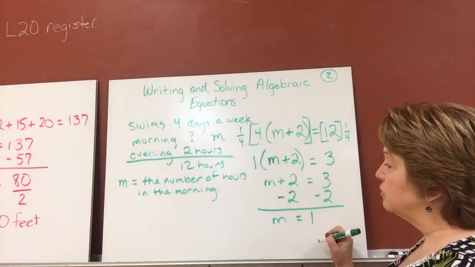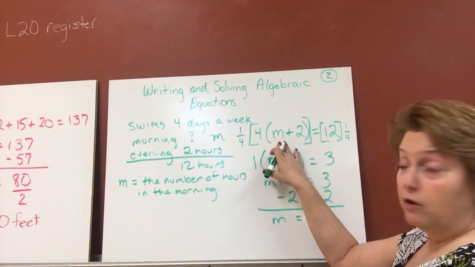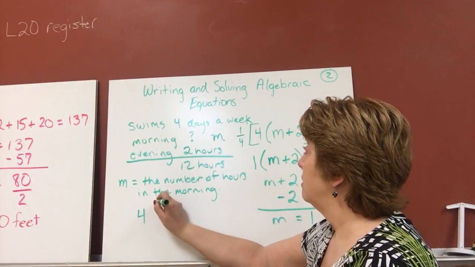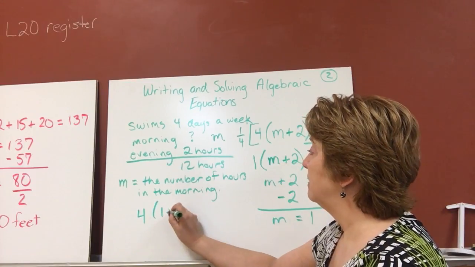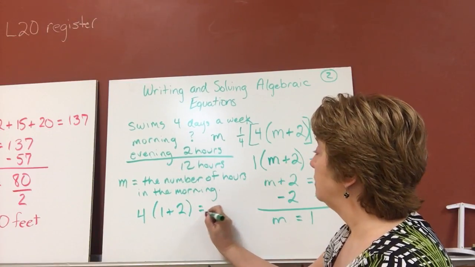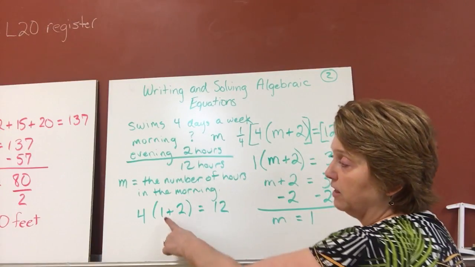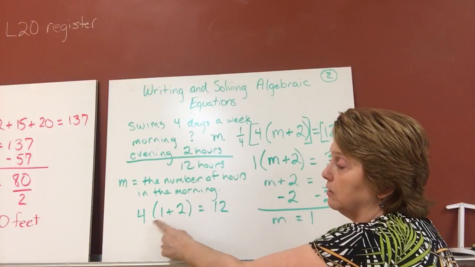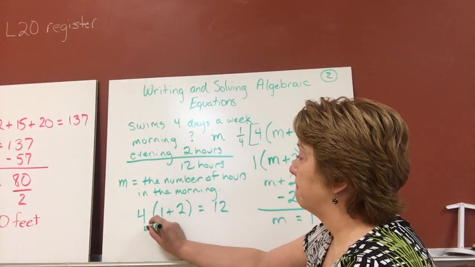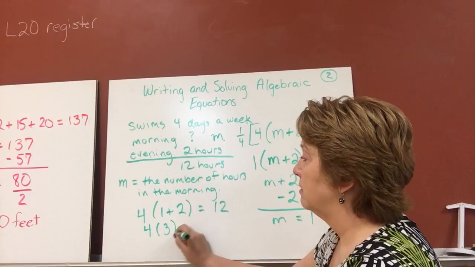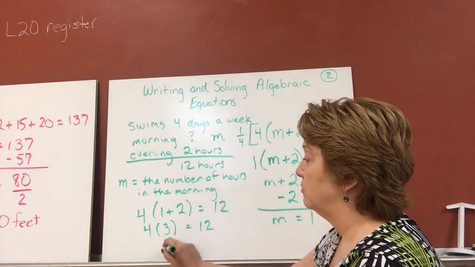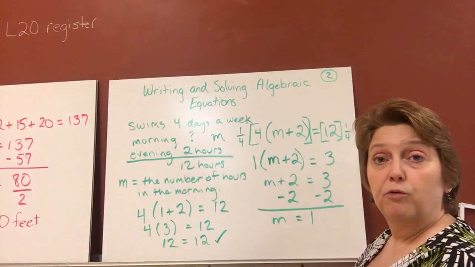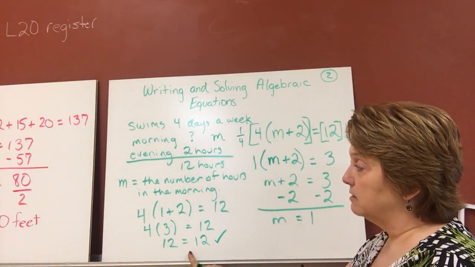Now we're going to check our answer by putting it into our equation and see if it works. So I have 4 times 1 plus 2 equals 12. And the only thing I did was put the 1 in for the m, for the morning hours. So 4 times 3 equals 12. 12 equals 12. It comes out to be a true statement. So we know that we've checked our answer and we've got it correct.